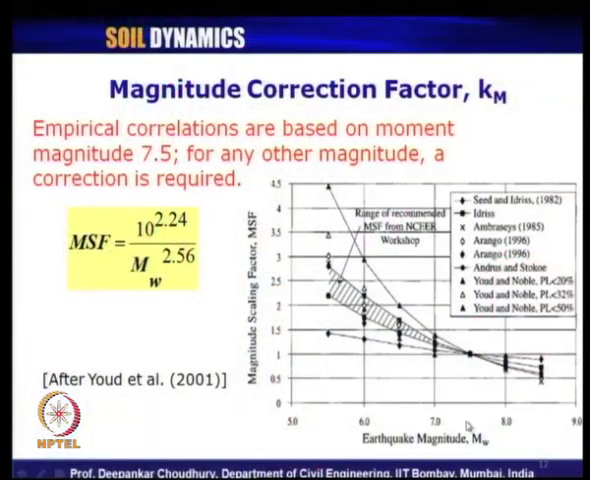We have seen how to compute the magnitude correction factor Km. For an earthquake moment magnitude of 7.5, Km is 1, so no correction is required. Otherwise, for moment magnitude less than 7.5, the magnitude scaling factor will be more than 1, and if the earthquake magnitude is more than 7.5, then the correction factor will be less than 1. And this equation has been proposed, given in Youd et al. 2001, to compute for any moment magnitude of earthquake how much the correction factor Km has to be used.